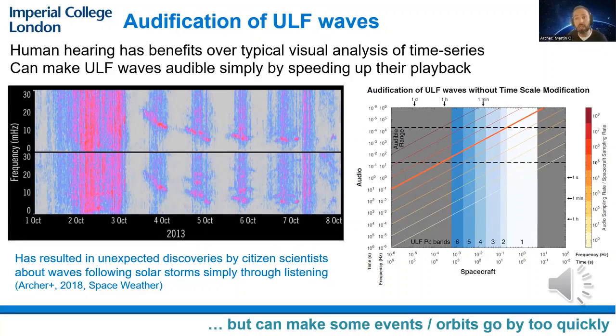And so some precursors to the project we're currently working on did exactly that for waves in geostationary orbit. And we were sharing these with school students throughout London, and one group of students acting as citizen scientists found this. Completely unexpected waves that turned out followed a solar storm hitting our magnetosphere and triggering what's called a geomagnetic storm.